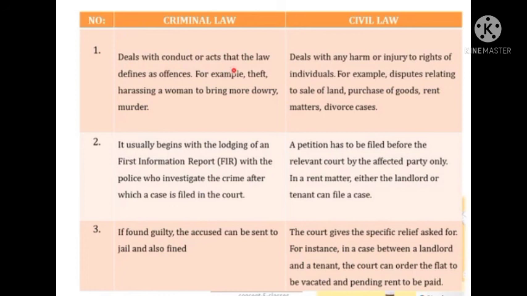Okay children, I'm going to wind up this video. Now you have to read this portion many times and underline important points in your textbook.